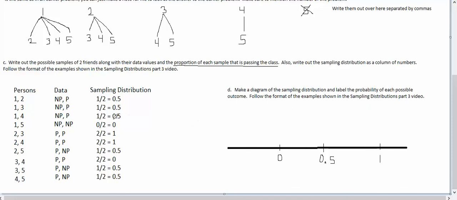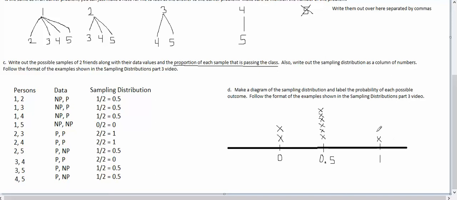So how many zeros do I have? Well, I have two of them. Let's see how many 0.5s. 1, 2, 3, 4, 5, 6. How many ones do I have? Well, only two.